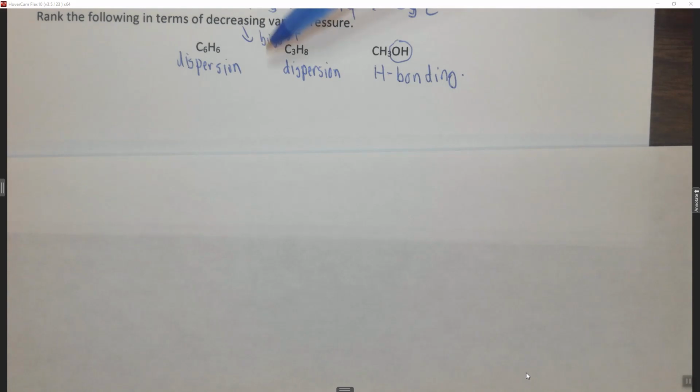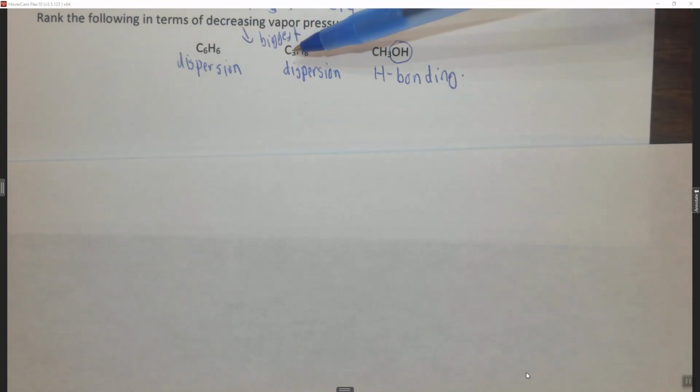So if we look here, we want decreasing vapor pressure, which means we want the one with the biggest vapor pressure first, which means we want the one with the lowest intermolecular forces first. Vapor pressure is the only one that's inversely proportional to intermolecular forces. So we have two here with only dispersion. So we're going to go by size.